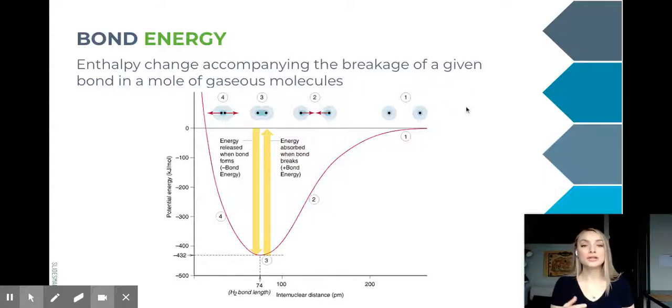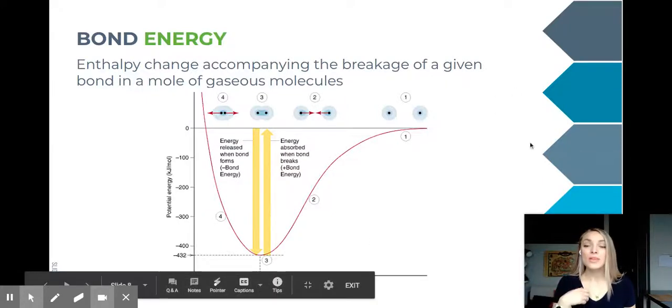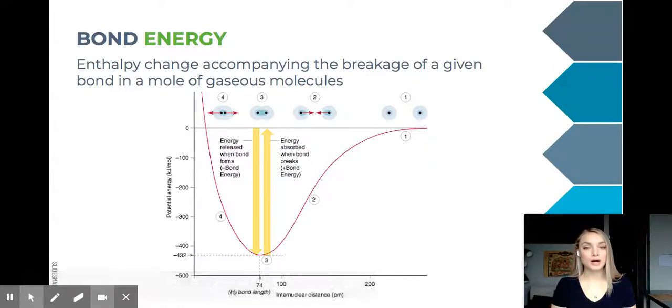So bond energy is always going to be a negative value when a bond is created, when bonding happens, and it's always going to be a positive value, just how bond energy is depicted here. Bond energy of a bond breaking is always going to be a positive value.